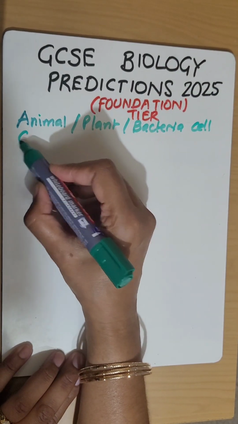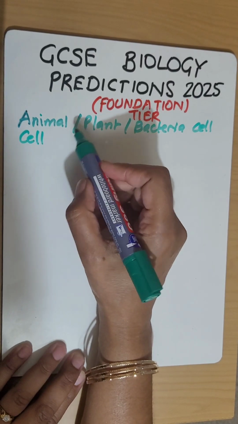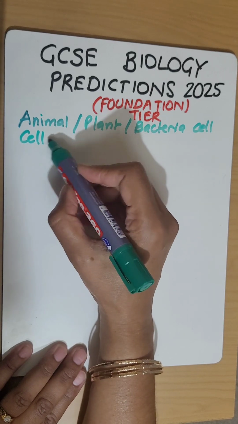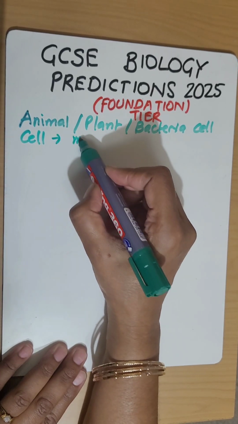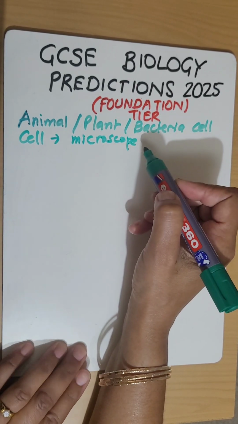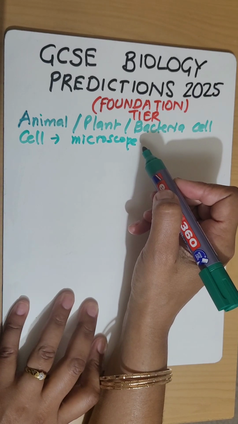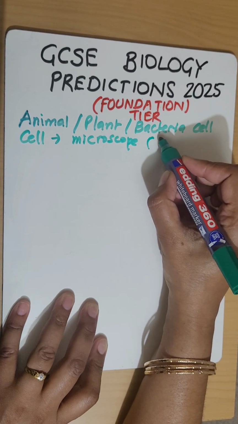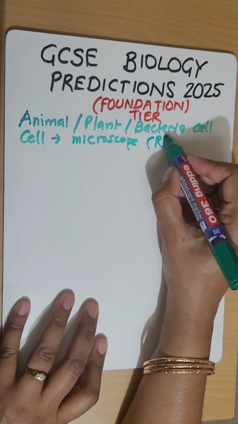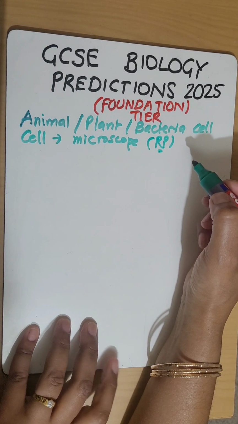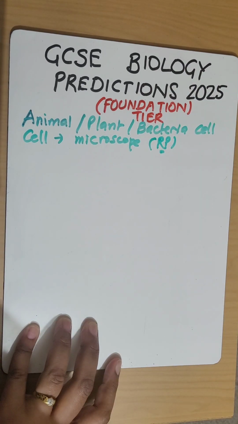The other one we're looking at is cell structure and function. How do they work generally, and also linking cell into microscopes. So again, I put a video on microscope, and it could be how to set up a microscope, how to do a slide, or how to do a calculation. Now, most importantly, there's a practical on microscope that hasn't been in the exam last year or the year before. So that's something you might want to go and look at.